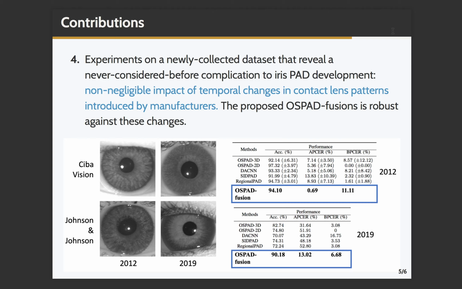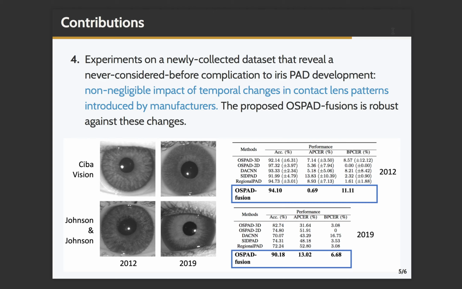On the top is where we trained the method on real and contact irises with patterns from 2012. And we see that all the methods perform really well. And our OSPAD fusion is actually not the best performing one. It is actually the OSPAD 2D, which is very sensitive to the textural changes.